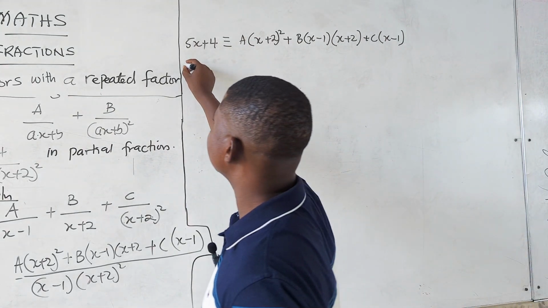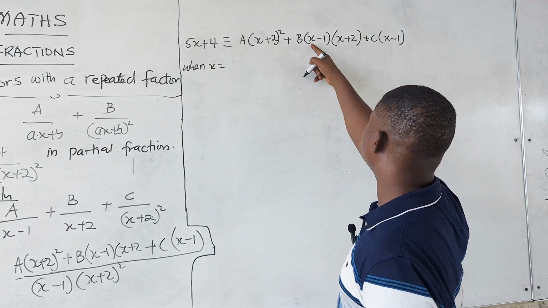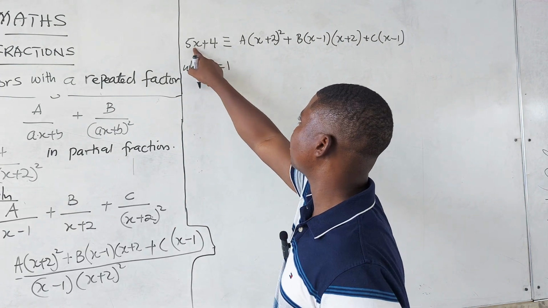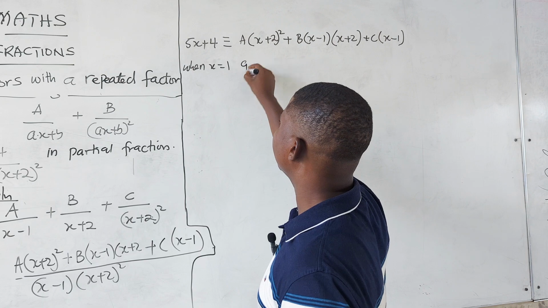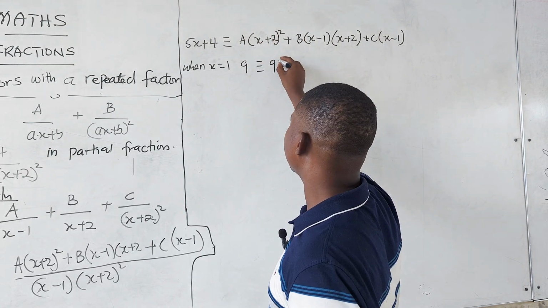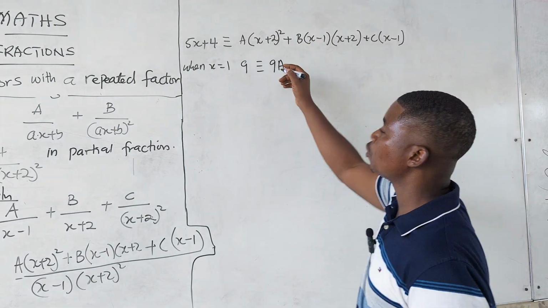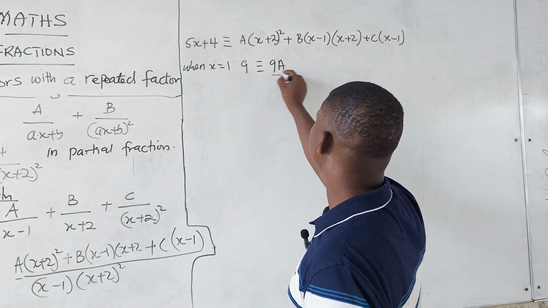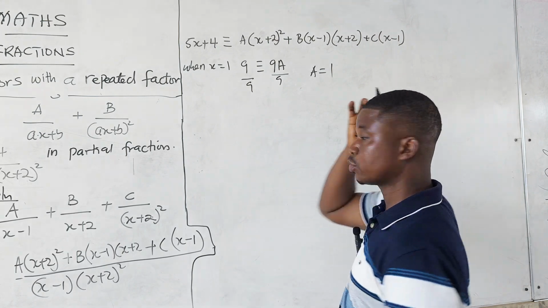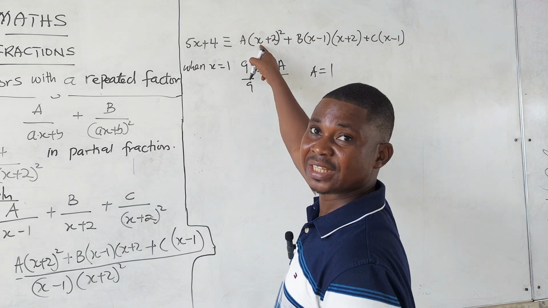So with this, we can eliminate B and C when x is equal to 1. When x is equal to 1, we are going to get 5 plus 4, we have 9, which is equivalent to 1 plus 2, which gives us 3. 3 squared is 9, so 9A. When we put 1 here, this is 0, all of this will be 0. So A will give us 1. A is 1.